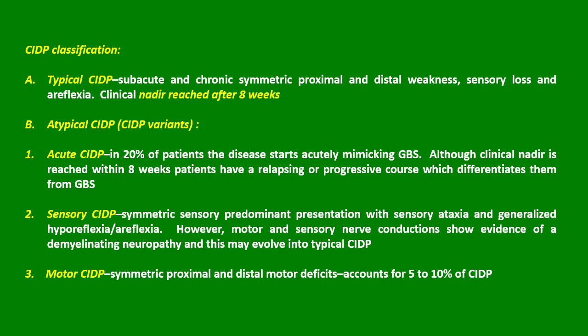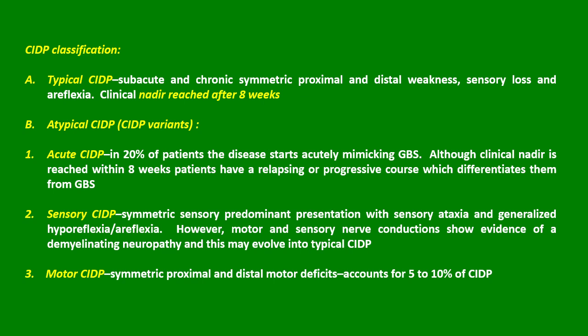This is a classification of CIDP and its variants. A is typical CIDP, which is a subacute and chronic, symmetric proximal and distal weakness, as well as sensory loss and areflexia. Clinical nadir is reached after 8 weeks. Then B is atypical CIDP or CIDP variants. Number 1 is acute CIDP. In 20% of patients, the disease starts acutely, mimicking GBS. Although clinical nadir is reached within 8 weeks, patients have a relapsing or progressive course, which differentiates them from GBS.